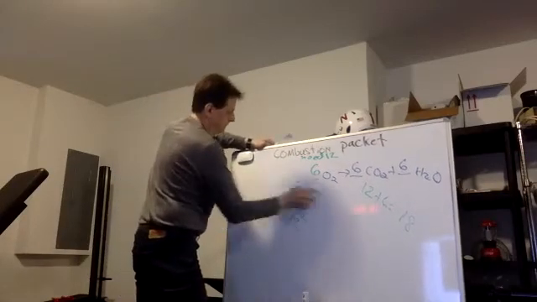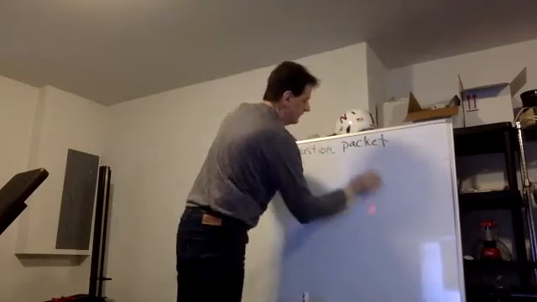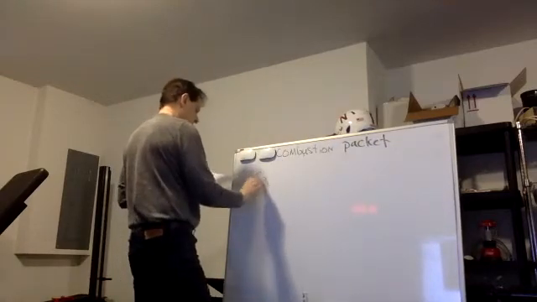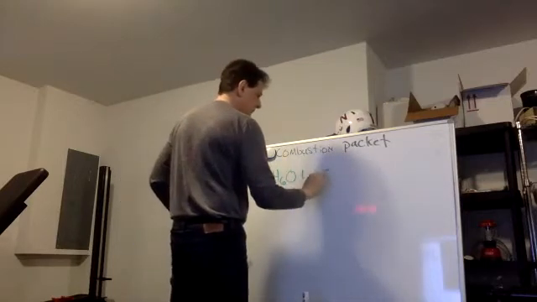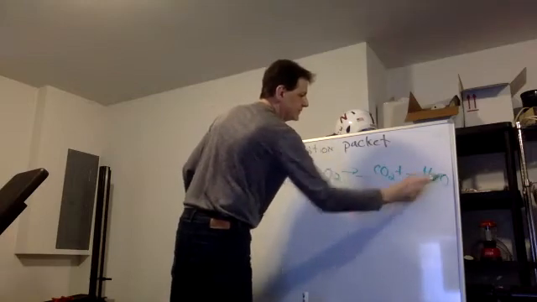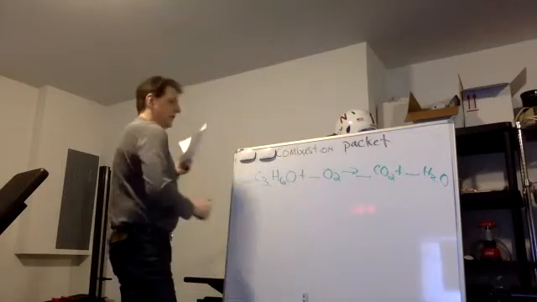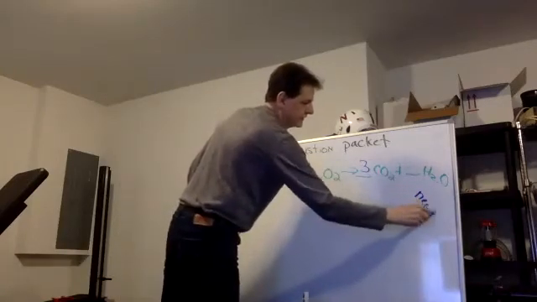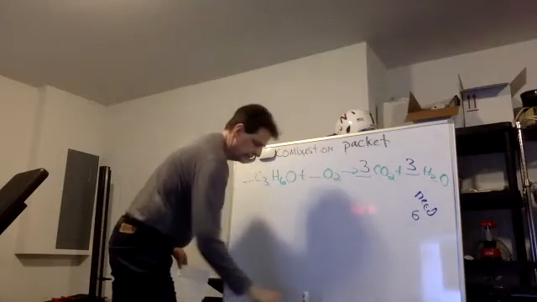Next one. So C3H6O plus O2 yields CO2 and H2O. So we've got carbon, we've got 3, hydrogen, we got 6. So our need here is 6. 2 goes into 6 3 times. And then we do the O count.